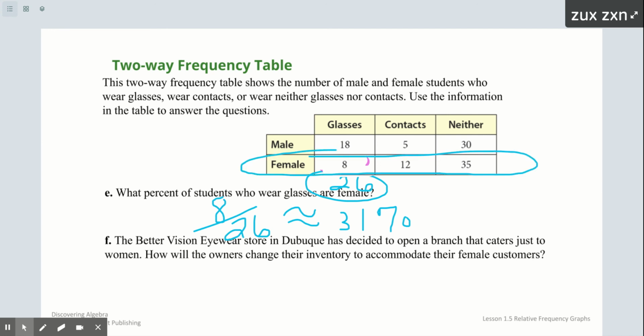I can see that more females are wearing contacts than glasses. It's not a huge amount more, but it is more, right? And so in my inventory, I'm going to have more contacts than glasses. That doesn't mean I won't have any glasses, but based on this very small sample of data, it would tell me that females are wearing contacts more than glasses. So I would want to make sure I have enough contacts in store.